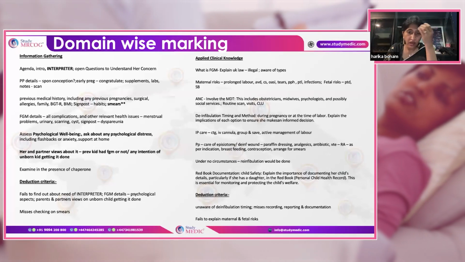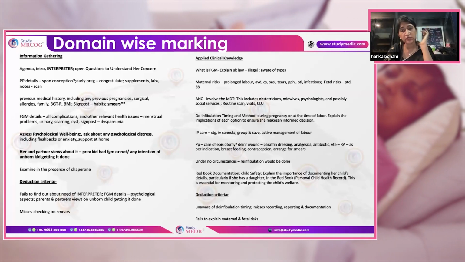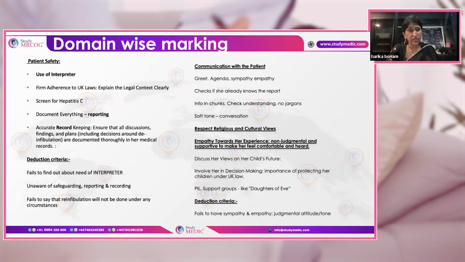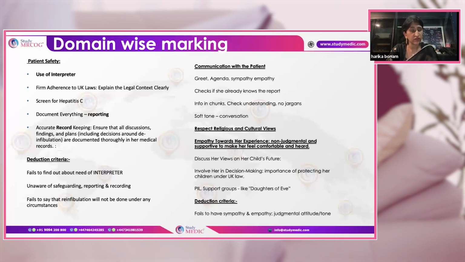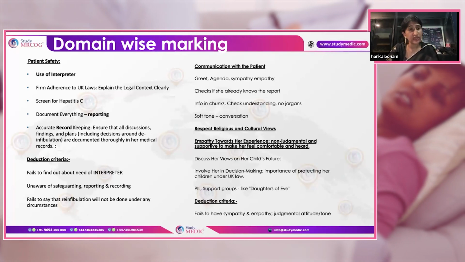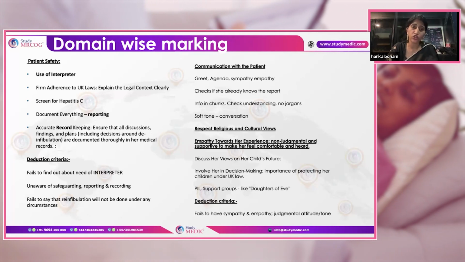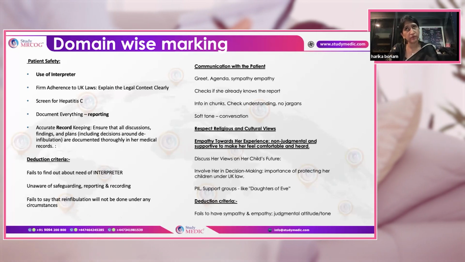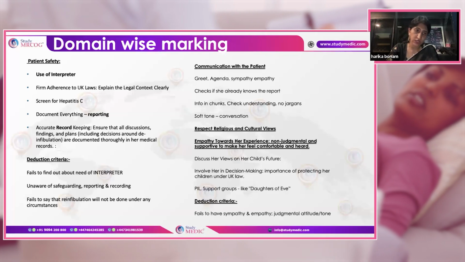Deduction criteria: unaware of defibulation timing, misses recording, reporting, and documentation, fails to explain maternal and fetal risk, then usually you will be marked down. Patient safety, a very important thing is using the interpreter. And you should talk about screening for hepatitis C, because hepatitis C screening is not done for this patient. And adhere to the UK laws, tell that it is illegal in the UK. Under any circumstances, nobody should go ahead with FGM or get FGM done. Okay, it is illegal to get it done, or illegal when somebody takes somebody out of the country to get it done overseas.